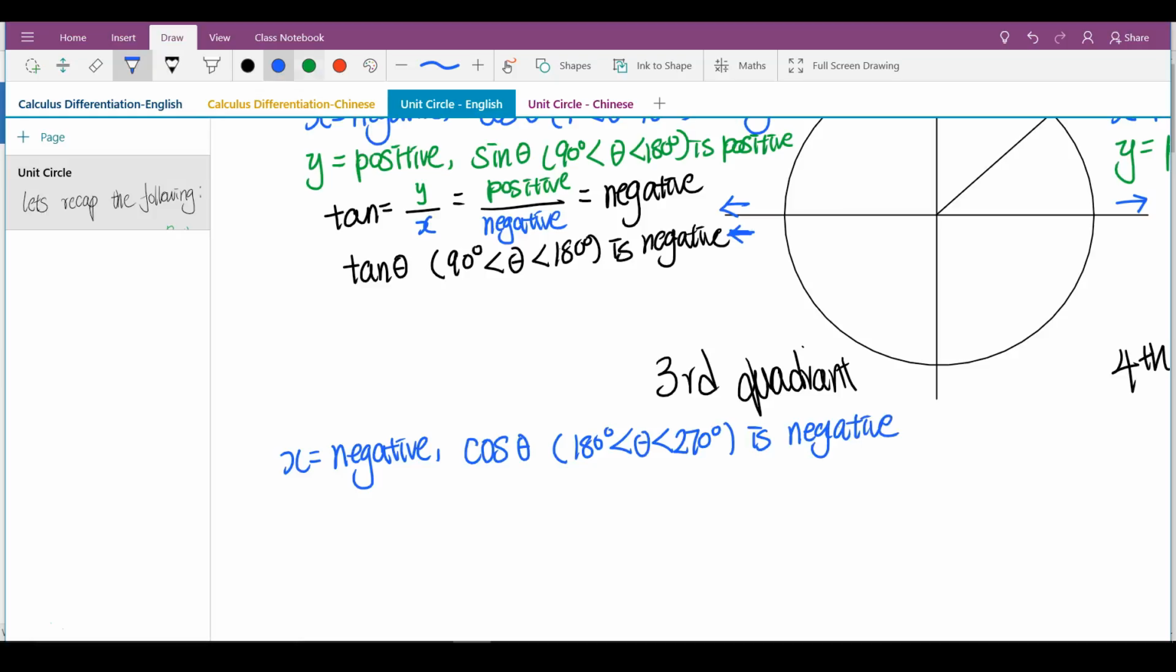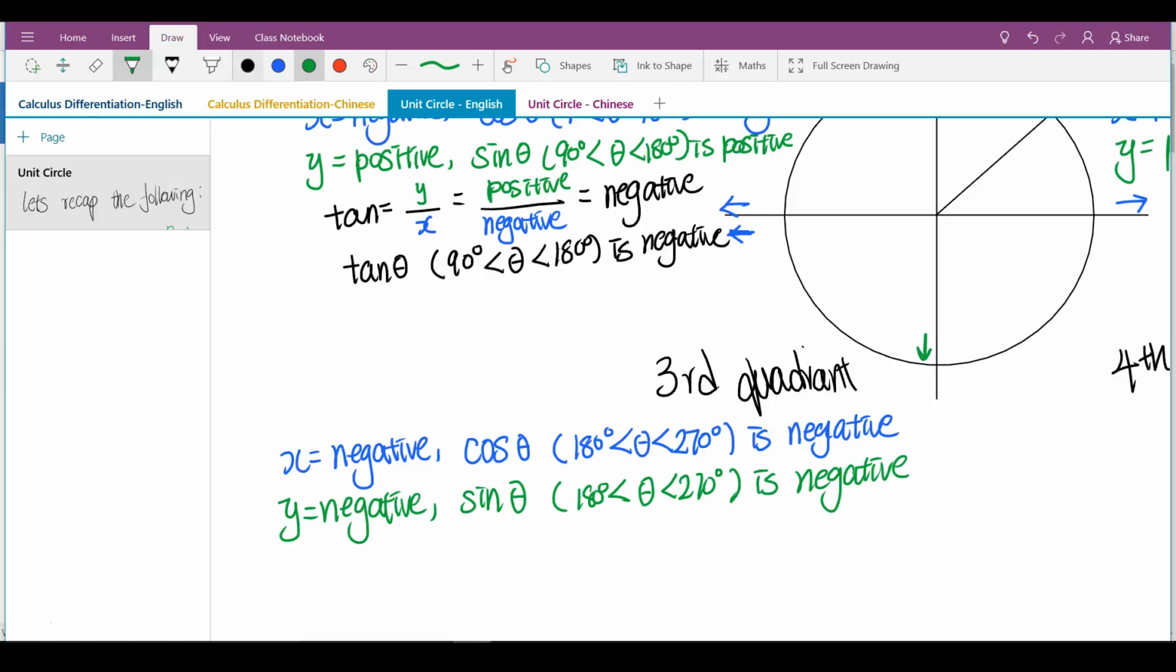But our sign this time is no longer positive. The y value in this region is negative. So y is negative. Therefore, sine theta, given that theta is less than 270 degrees and more than 180 degrees, is negative.